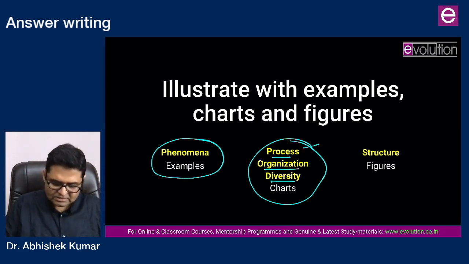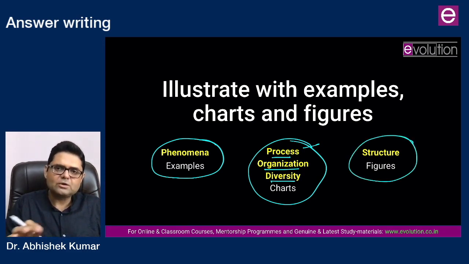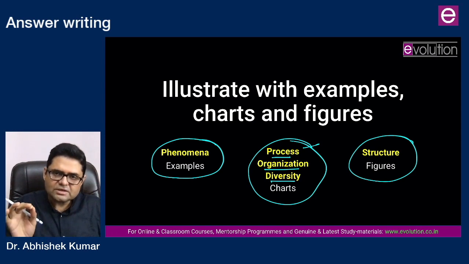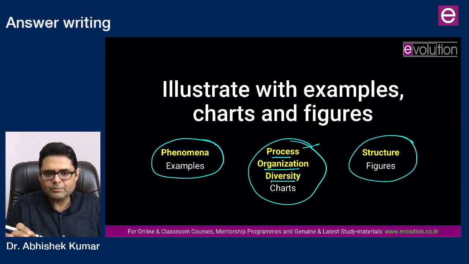Why? That's a process. Then if you are describing a structure, mouth part of insect, larval forms of crustacea, larval form of echinodermata, these are all a structure, and there you have to draw a figure. So structures are illustrated with figures, phenomena are illustrated with examples, and processes, organizations and diversity are illustrated with the help of charts. So illustration is needed in biology because biology is an illustrative science. You have to substantiate, hence the need for illustration.